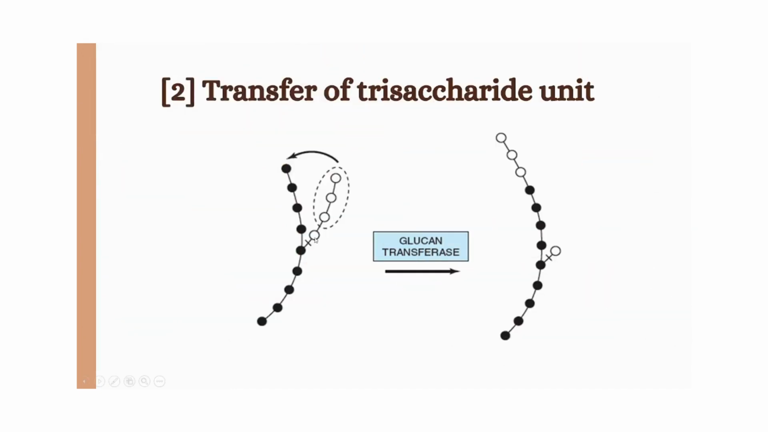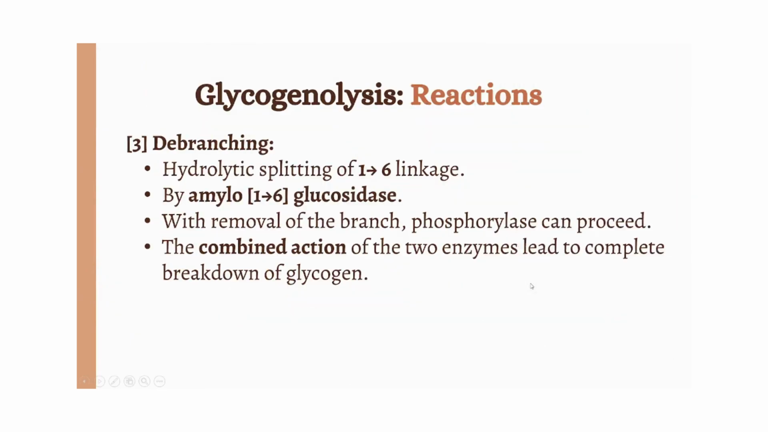So these are the 4 residues that were left from the action of the previous reaction of glycogen phosphorylase. These outermost 3 residues will be transferred by glucan transferase to expose the branching point. Now the branching point is accessible for the third enzyme, the debranching enzyme, which catalyzes hydrolytic splitting of the 1 to 6 glycosidic bond, and it is called amylo 1 to 6 glucosidase.